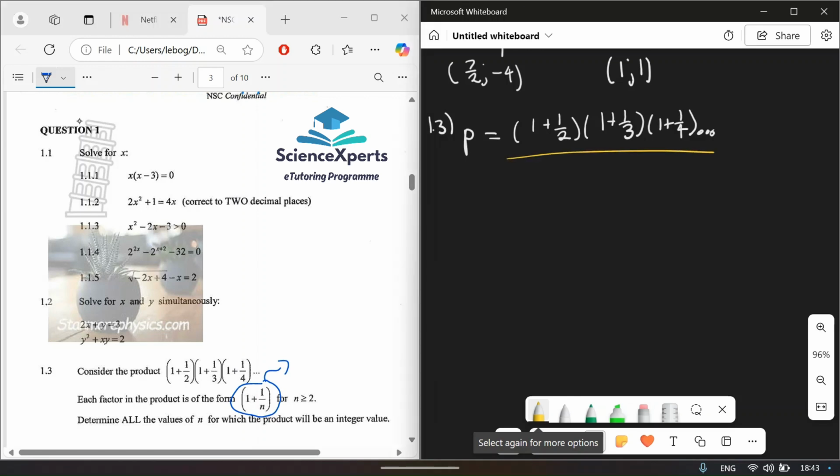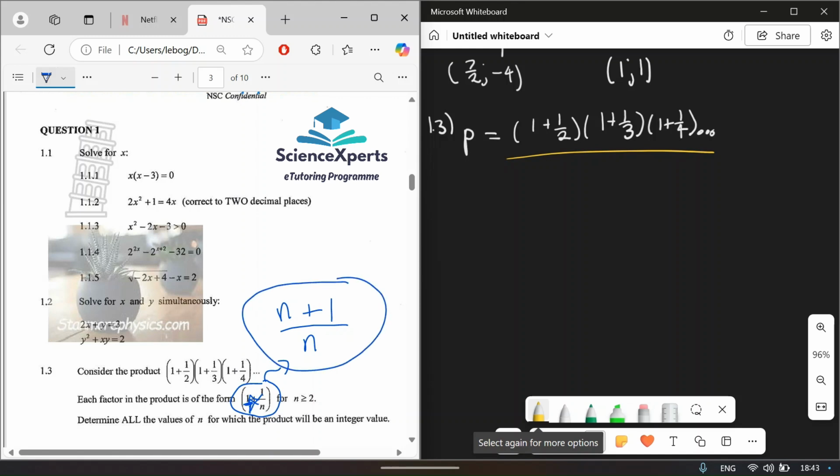So 1 plus 1 over n, right? You take the lowest common denominator, which is n, right? So over n, then you cross multiply. Remember, this is the same as over 1. So you cross multiply n times 1, that's n. 1 times 1, that's 1, right? So each factor is in the form of n plus 1 over n, right?